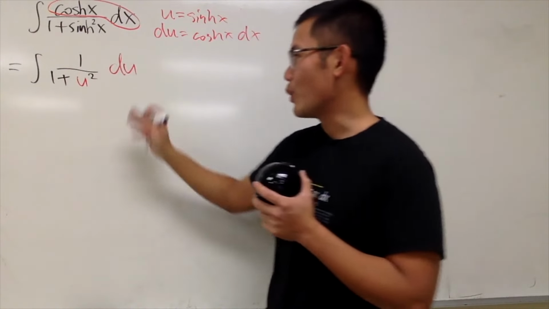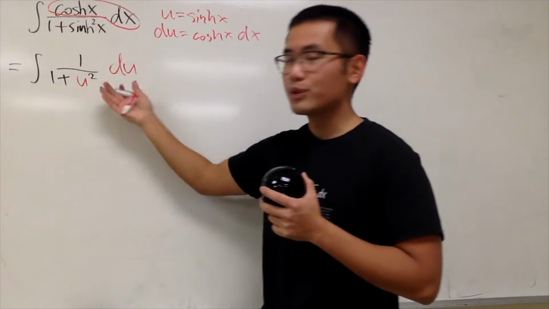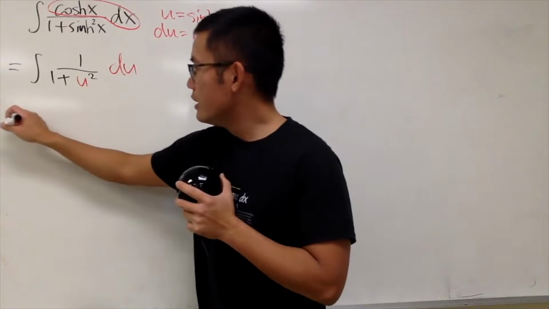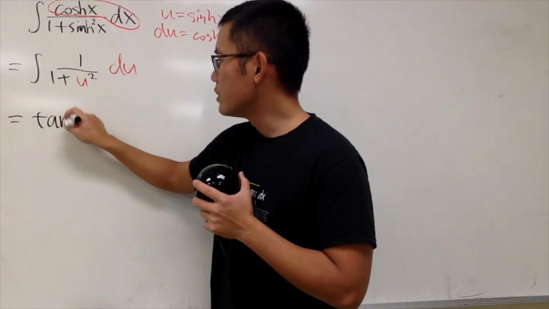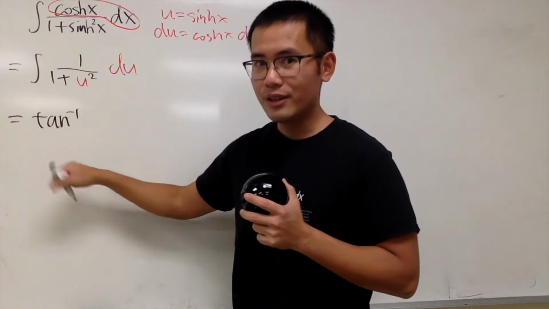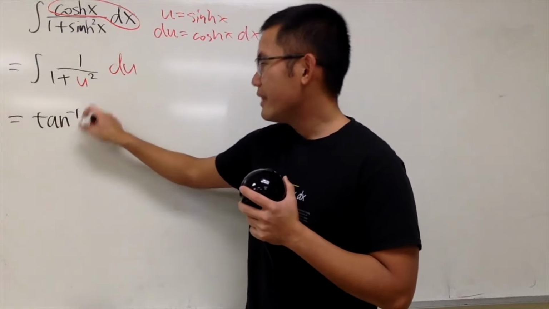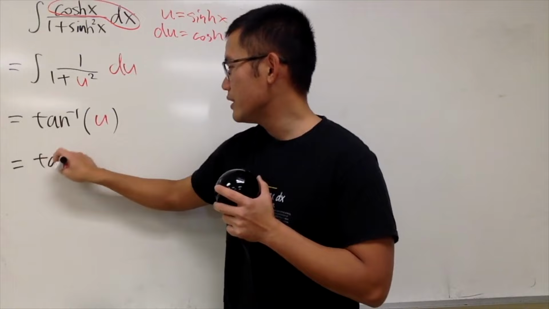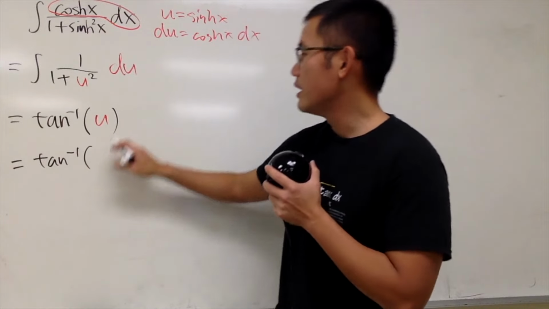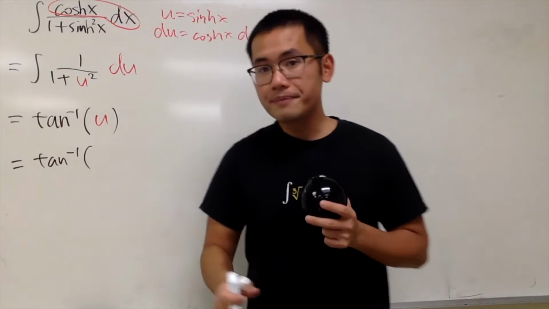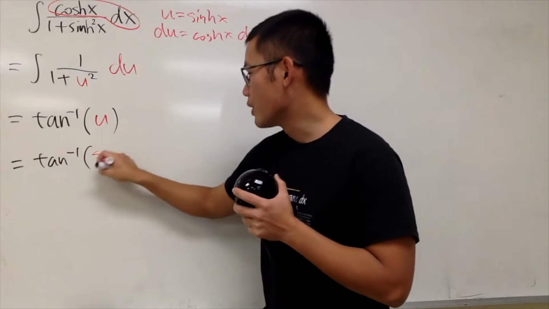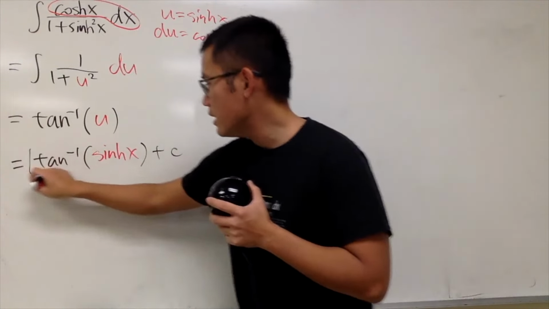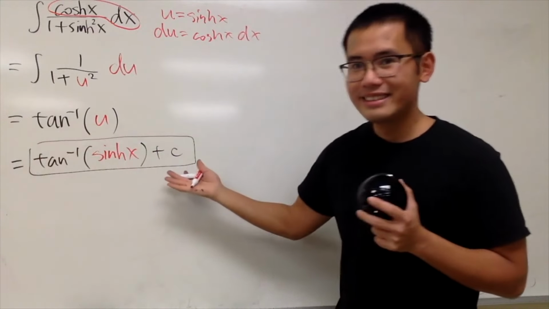And when we integrate 1 over 1 plus u squared in the u world, we get what? Inverse tangent. And remember, this right here is just the original version of the inverse tangent. There's no h right here, okay? And then the input is u. And in the end, of course, we can just finish this because this is inverse tangent. And the u is the what? The hyperbolic sine function. So we have the sinh x like this, and we are done. So put a plus c, and this is it.